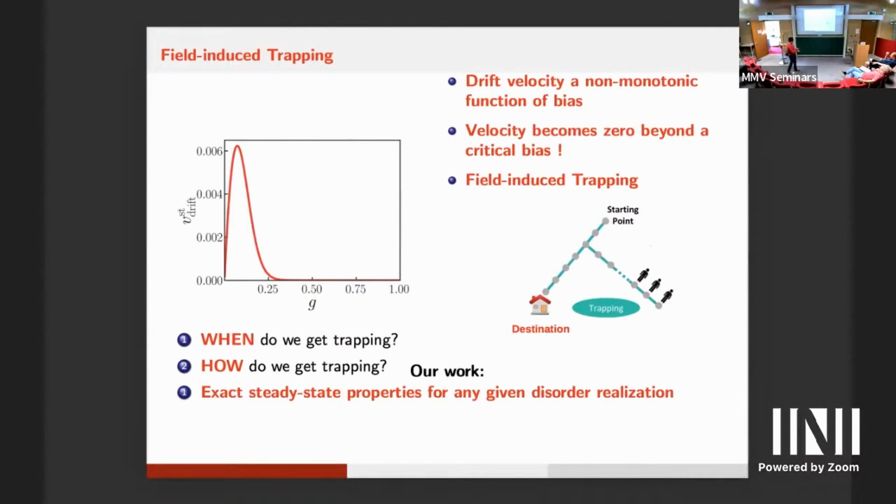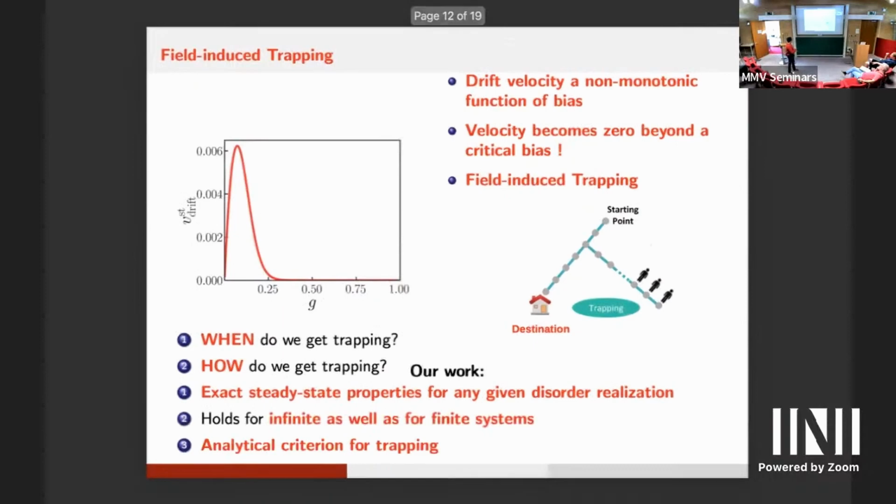What we did was we could find the exact steady state properties of this model by solving the master equation and so on. For any disorder realization, you give me the disorder realization, I will be able to tell you the velocity as a function of the bias. And the result holds for infinite as well as finite systems. You don't have to necessarily invoke the thermodynamic limit, with a very large lattice and self-averaging kicking in. You don't need that. And we have been able to derive some analytical criterion for trapping.